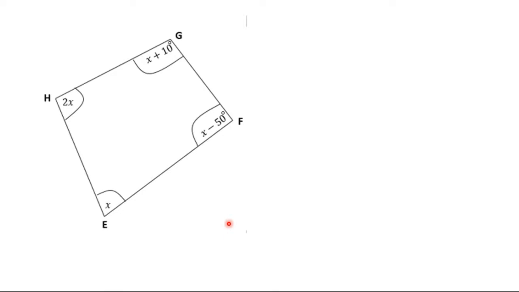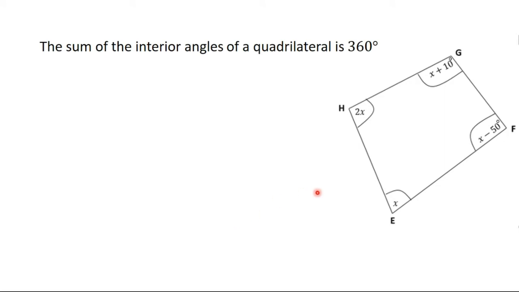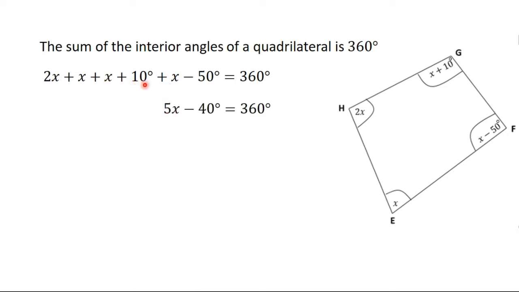Let's consider the next question. So here we are finding the value of S. Now we know that the sum of the interior angles of a quadrilateral is 360 degrees. So what this means is that if we add 2S to S to S plus 10 to S minus 50, we are supposed to get 360 degrees. So we add all the interior angles of the quadrilateral, and we equate that to 360 degrees. So S plus S plus 2S plus S plus S plus S will give us 5S. 10 degrees minus 50 degrees will give us minus 40 degrees. Then we equate this to 360 degrees.